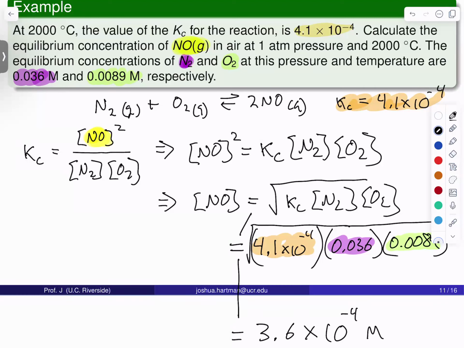And so as you can see, there are a lot of different ways we can ask these problems. So I think it's helpful to spend a little bit more time and look at a couple more examples involving ice tables and equilibrium calculations.